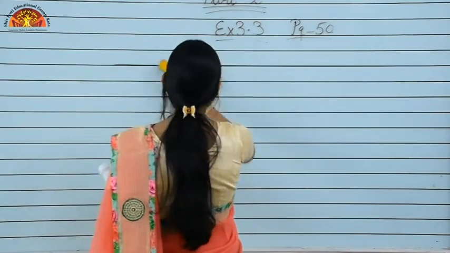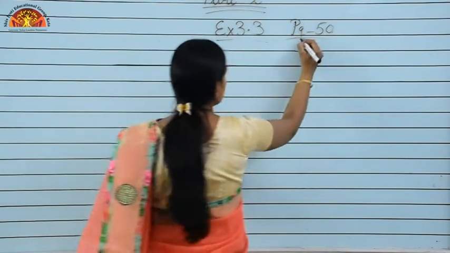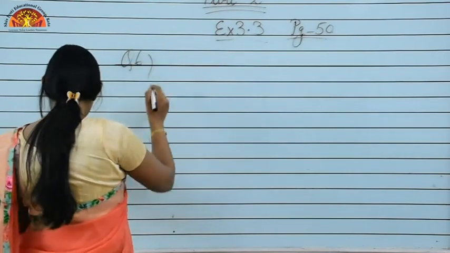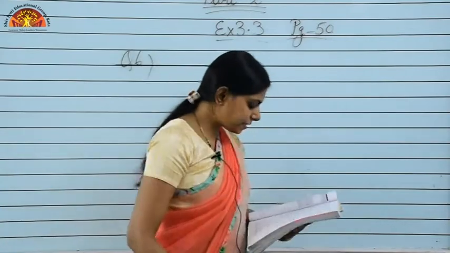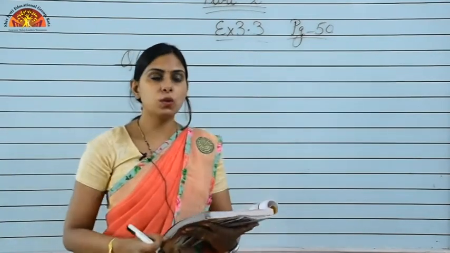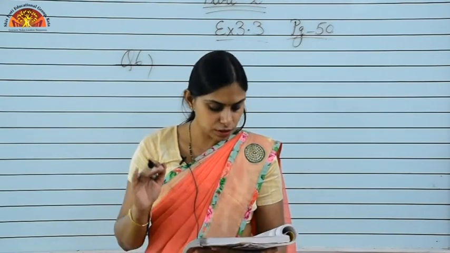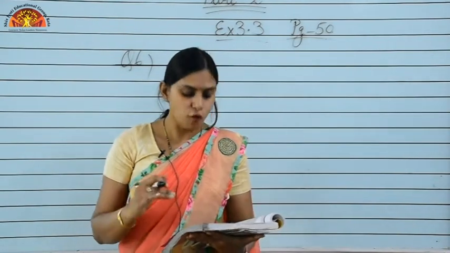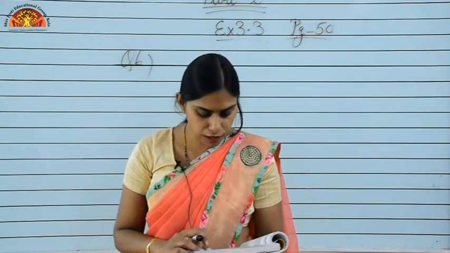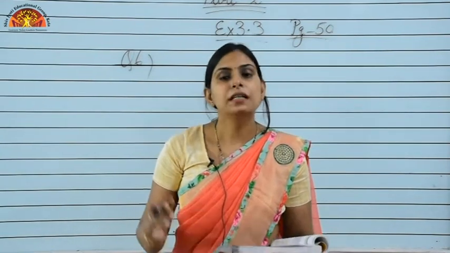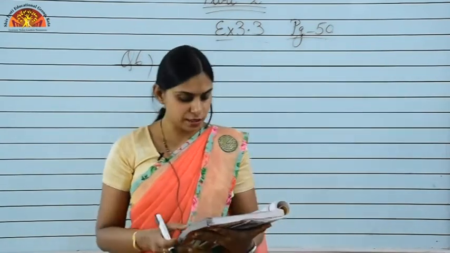Now we'll solve question number 6. What is given in question number 6? Two adjacent angles of a parallelogram have equal measures. What has been said? That two adjacent angles of a parallelogram are of equal measure. Find the measure of each of the angles of a parallelogram. You have to find the measure of each of the angles of a parallelogram.